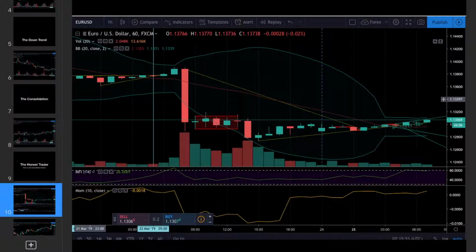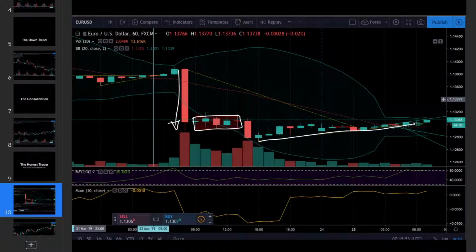So, in the euro dollar chart, 1 hour candles, we could see we had a huge price movement going down, right? And then we consolidated. And then we moved down again. And then we slowly started to trend back up. So this consolidation, I drew this box in here on the chart. But this consolidation box is very important, right?